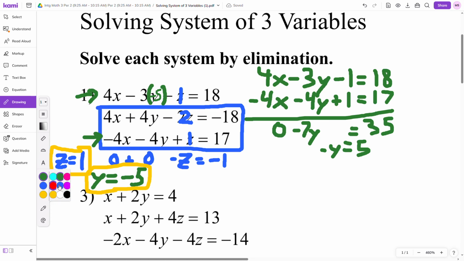And so what we get here is 4x plus 15 minus 1 is 18. I'm just going to call that equals 19. Subtract 15 on both sides, and I get 4x is 4. And therefore, x equals 1. And that means I have solved for all three variables.